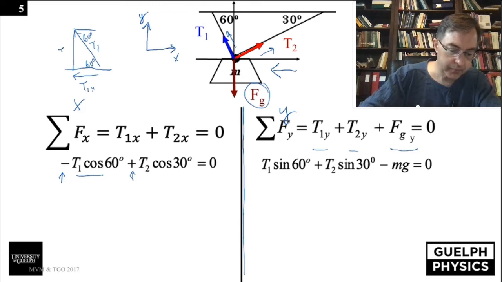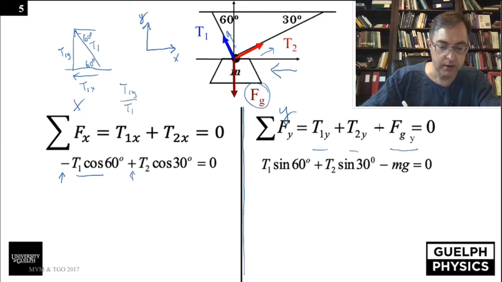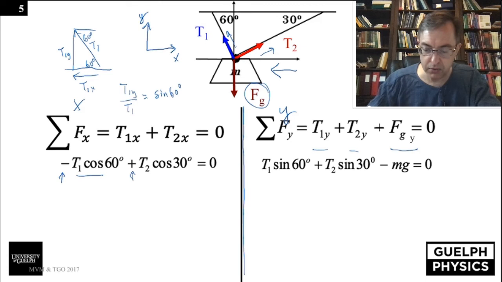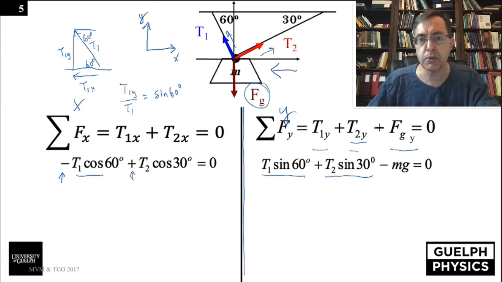T1y divided by T1 is going to be the sine of 60 degrees, okay? So T1y is T1 sine 60. And T2y is the same calculation, except the angle is 30 degrees, so it's T2 sine 30. Both of these tensions in the y direction are positive because the component points upwards. The y component of gravity points downwards, so it comes in with a minus sign, giving us minus mg. And again, they sum up to 0.